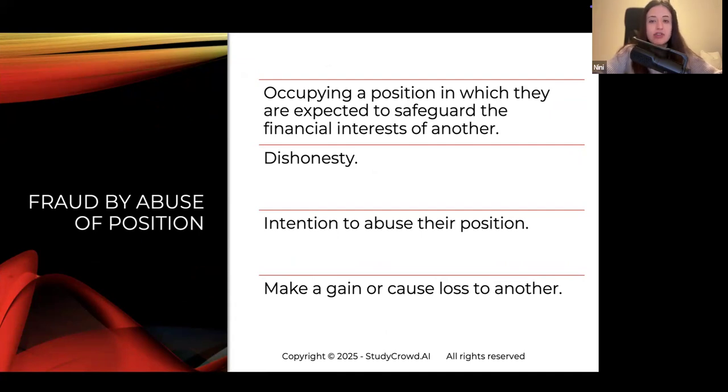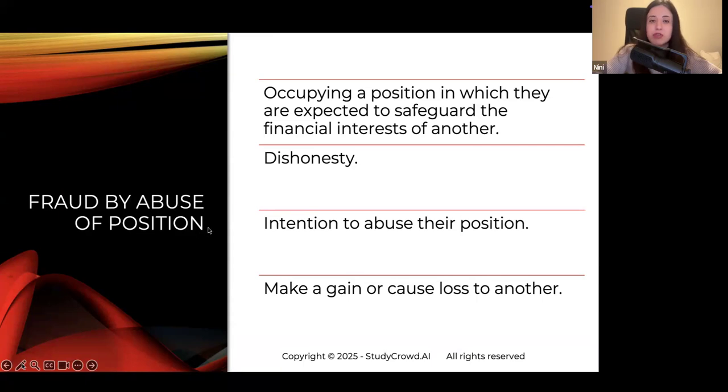Dishonesty, intention to abuse their position and make a gain or cause a loss. So dishonesty and make a gain or cause a loss is a requirement for all kinds of fraud. Doesn't matter if it's section 2, 3, or 4. It's a requirement for all kinds of fraud. But the rest of the requirements differs for each kind of fraud.